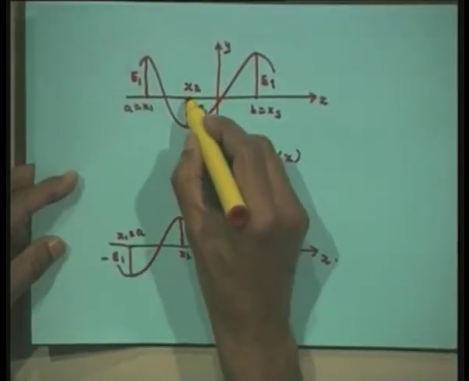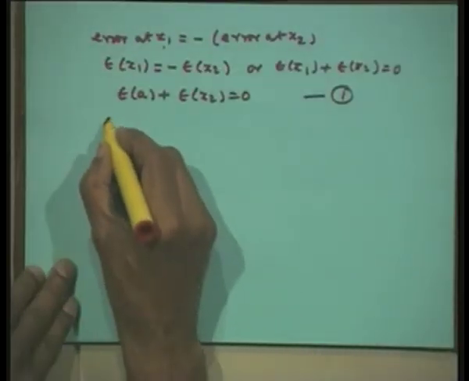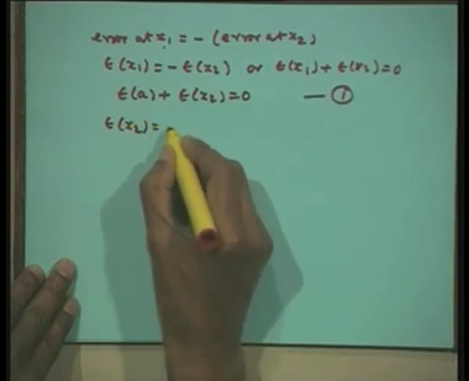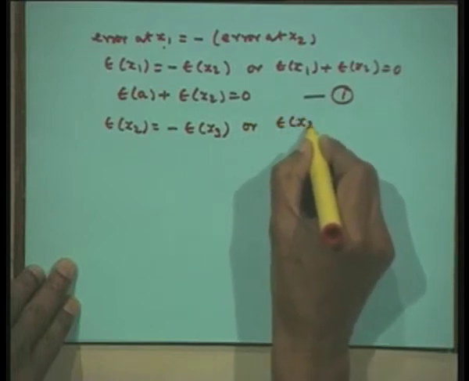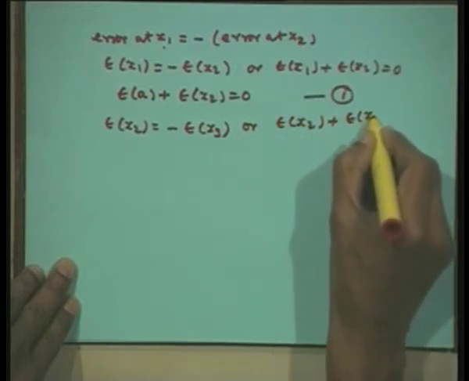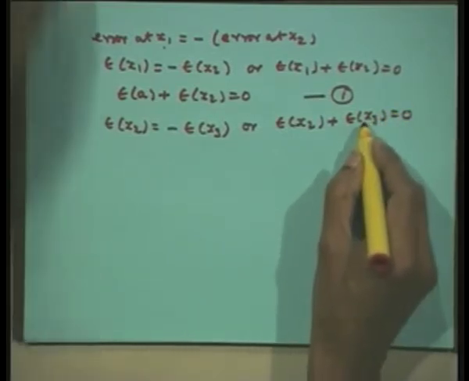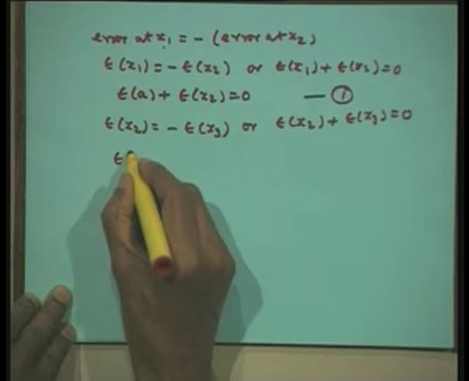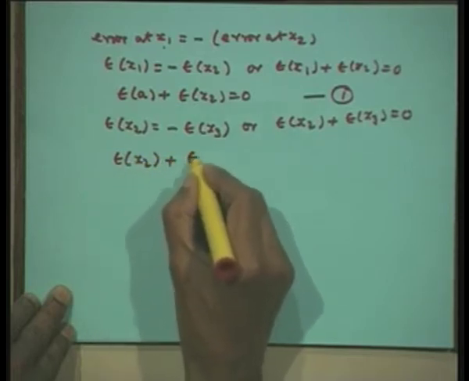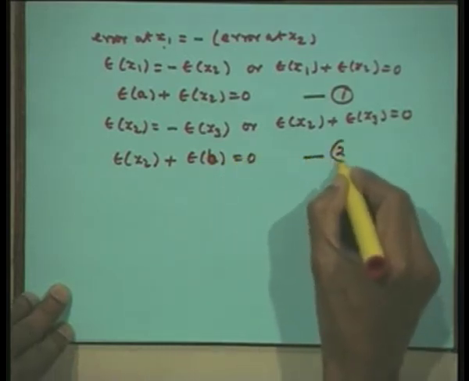Now, if you go to the next points, the error at x 2 and the error at x 3 are of opposite signs. Therefore, I can again write error at x 2 is minus error at x 3, or error at x 2 plus error at x 3 is equal to 0. X 3 is the point B, therefore, I can substitute for B. Therefore, I will have epsilon x 2 plus epsilon B is equal to 0. Let us number it as 2.